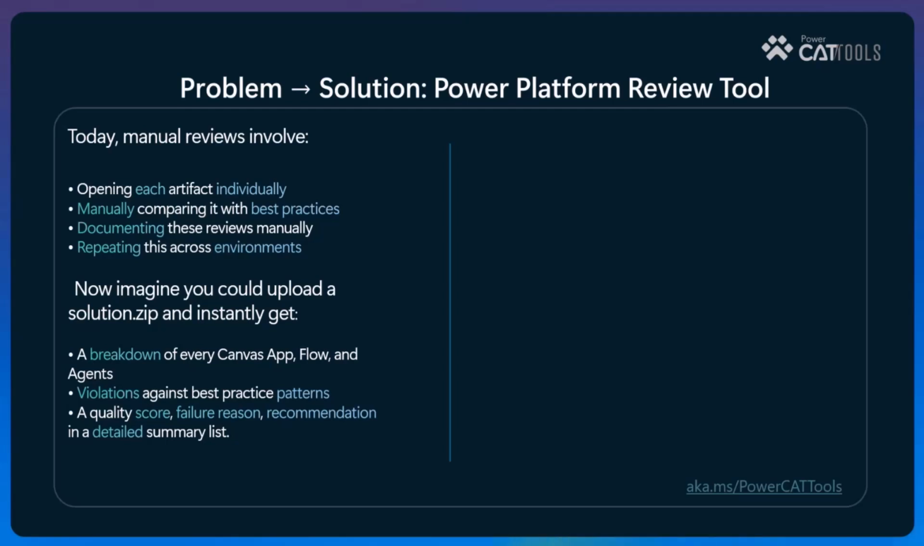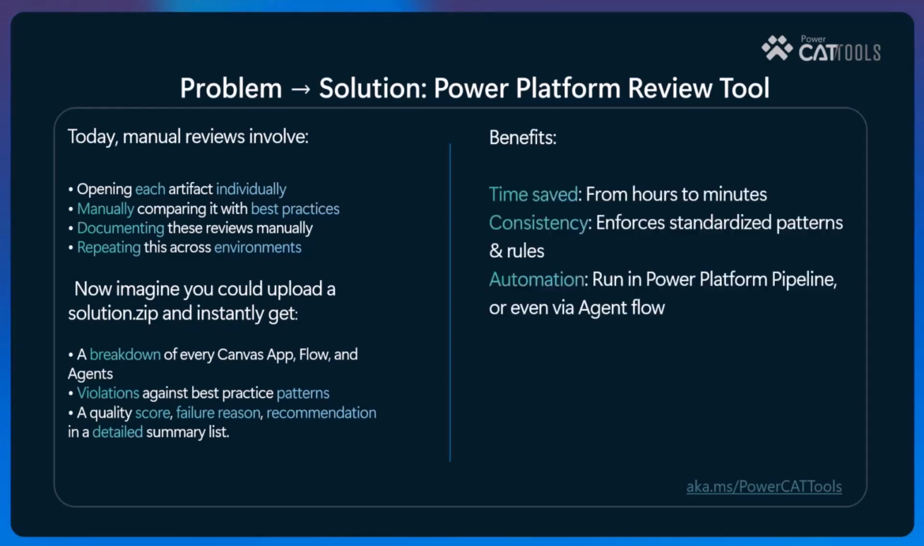Now imagine you could upload a solution in a tool and instantly get back a breakdown of each and every solution component that it has, like Canvas app, flows, and agents. You could easily grab and understand the violation against best practices and patterns, and even get a quality score in a detailed summary manner. The benefits: time saved from hours to minutes. Consistency enforces standardized patterns and rules. Automation, as you could run this in Power Platform pipelines and even via agents.